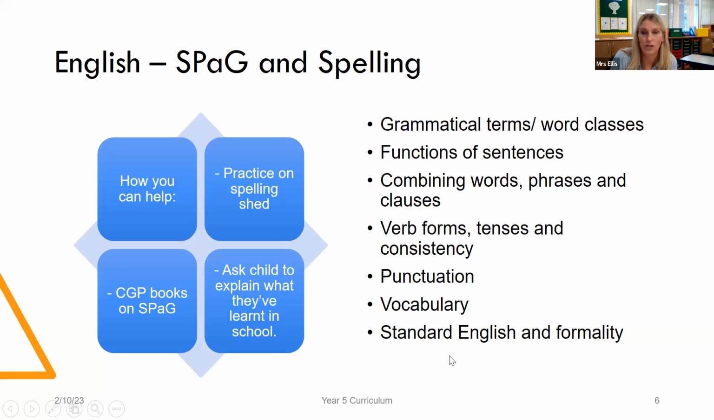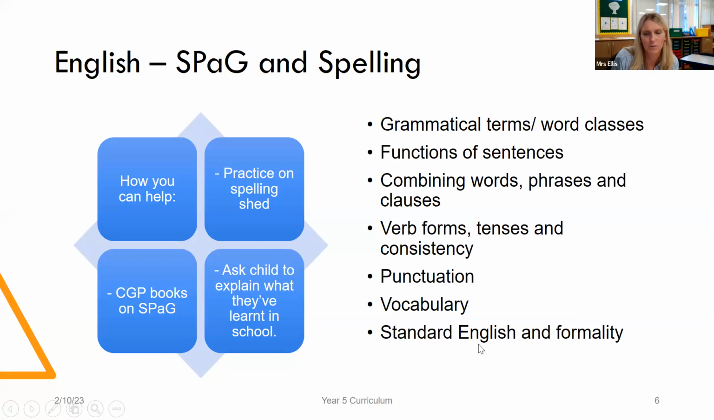We also get children to look at the grammar of what they're writing and using standard English when we're writing formally, or we can use non-standard English when we're writing informally. So depending on the genre that we're writing, which form of English we use.